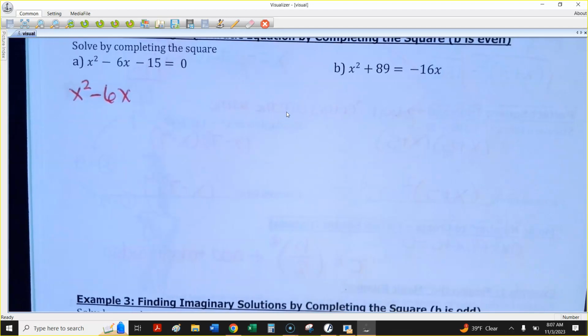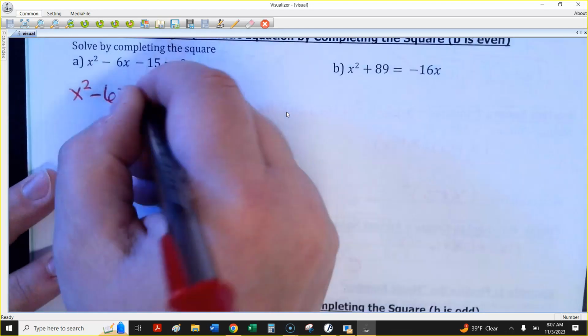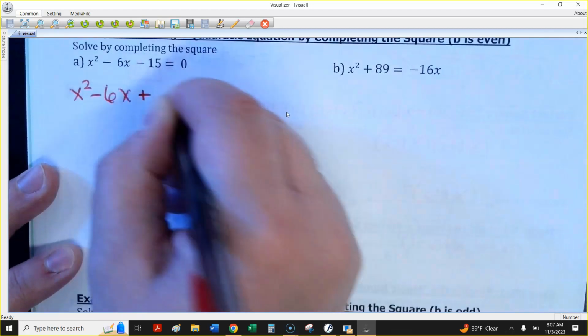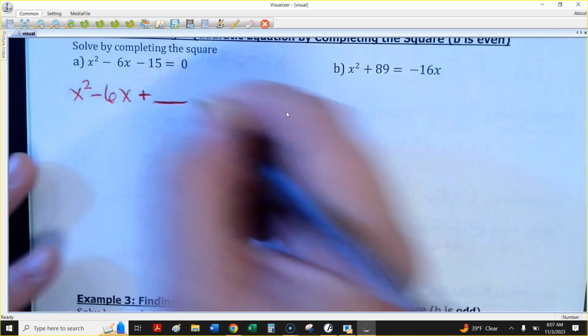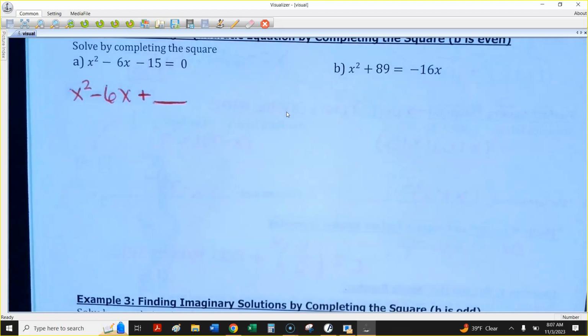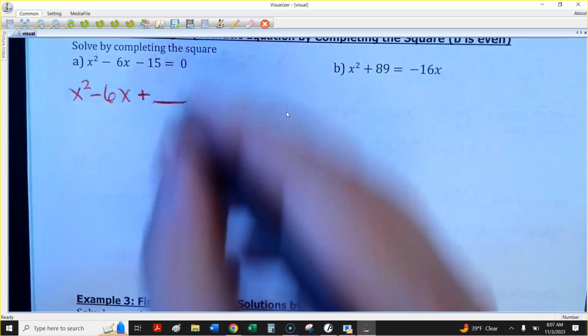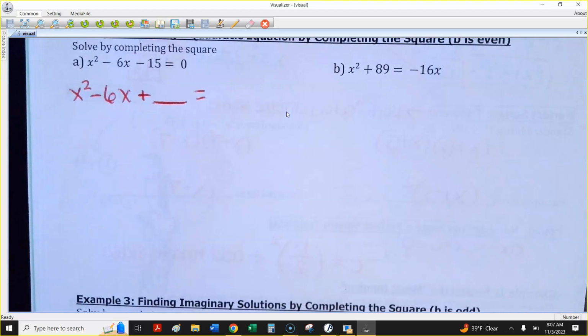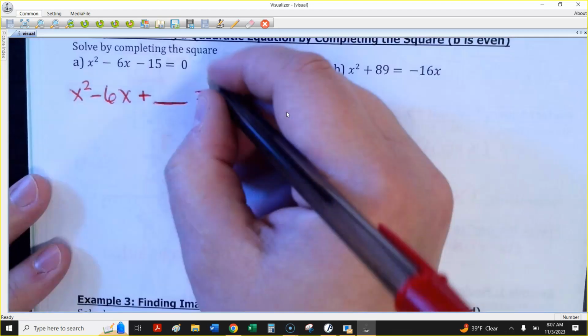Before I do that though, this is just my personal thing that I like to do. I like to put a little spot, kind of like I had on the problems on the front, to complete the square. So I'm going to move that 15 to the other side. It's a negative 15 where it's at. So if I move it to the other side, it's going to end up being positive 15.